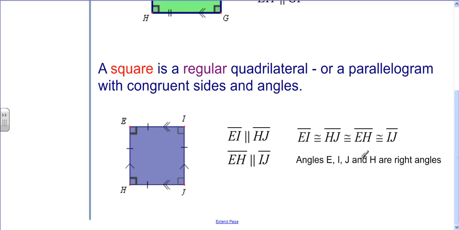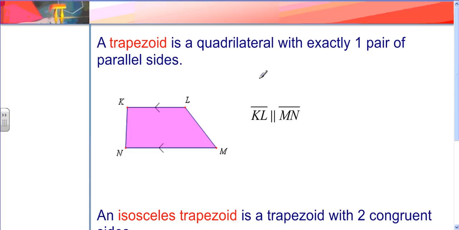So we got all of this different information that we could conclude. EI is parallel to HJ, EH is parallel to IJ, and then segments EI, HJ, EH, and IJ are all congruent, and angles EIJ and H are all right angles. All right, just a few more to talk about.